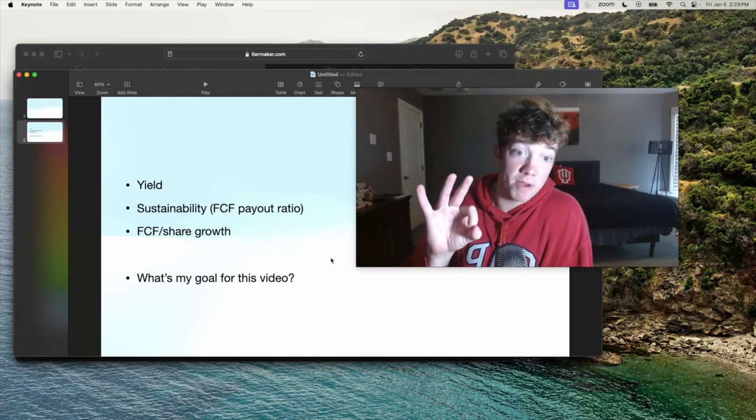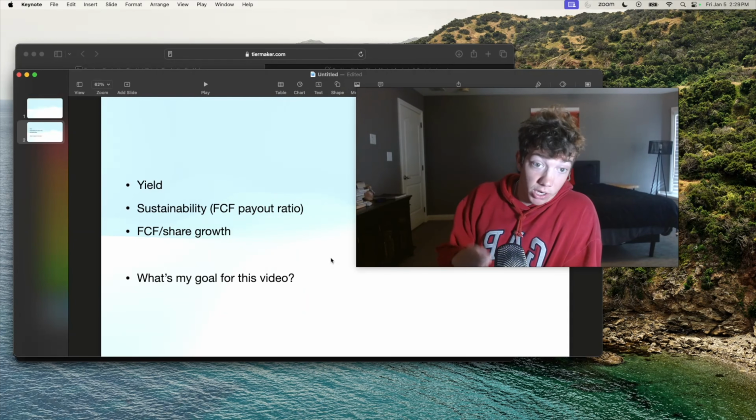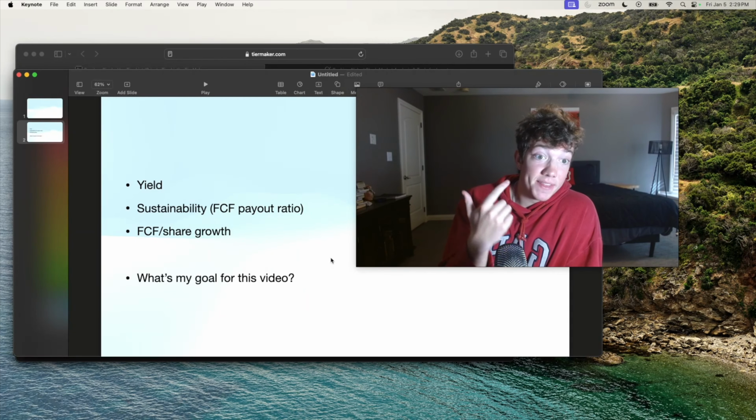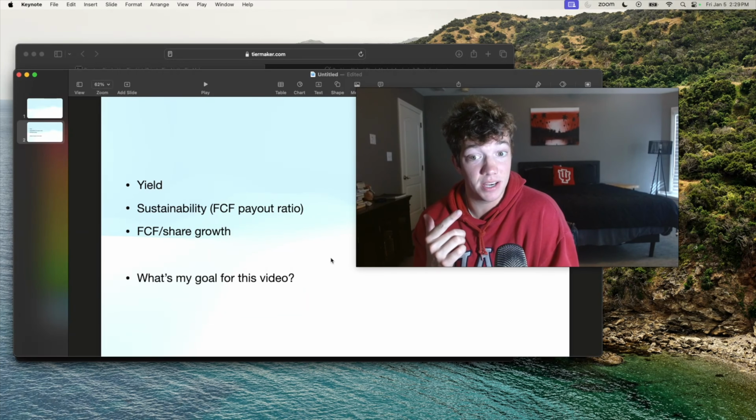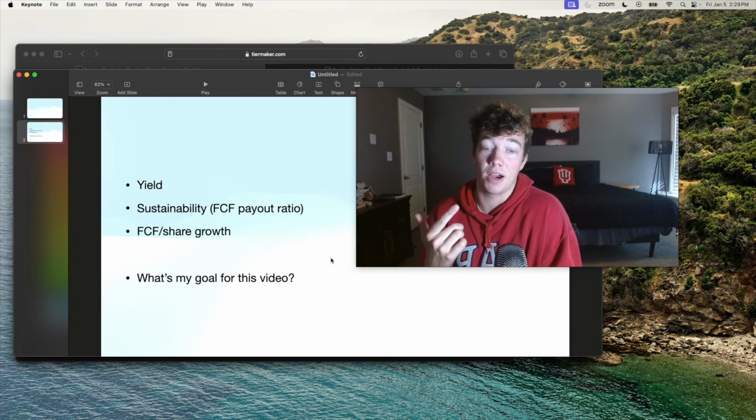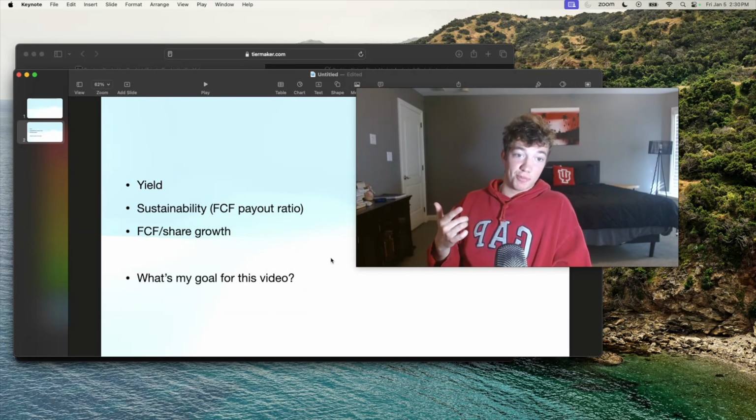We're going to look at 3 metrics instead. Okay. We're going to look at the dividend yield, the dividend sustainability, and the way we're going to determine that sustainability is using the free cash flow payout ratio. If you've been here before, that's how we determine dividend sustainability here. And then we're going to use free cash flow per share growth.